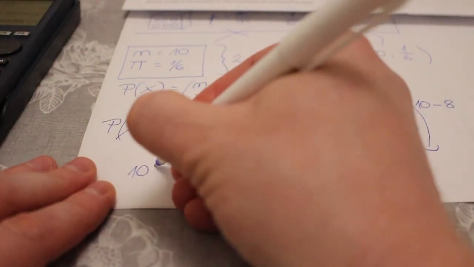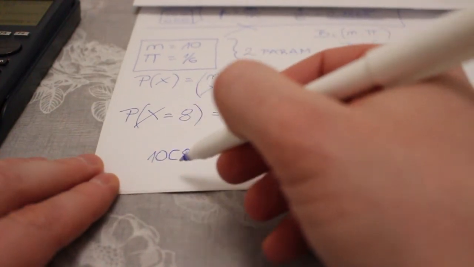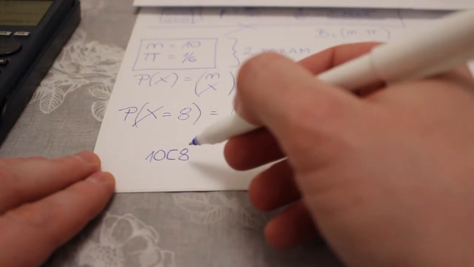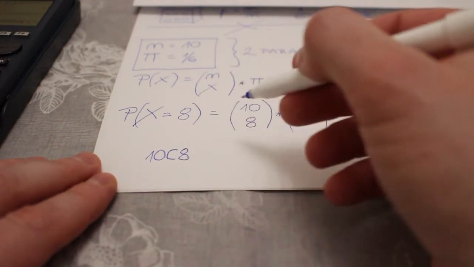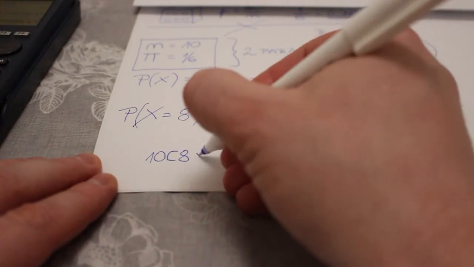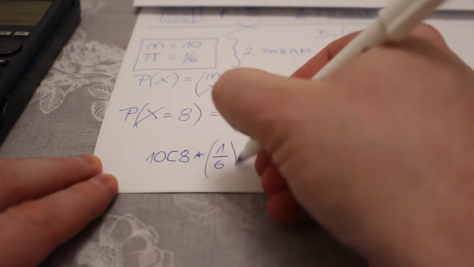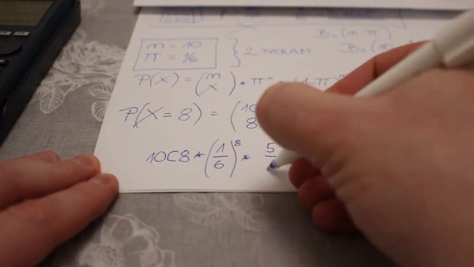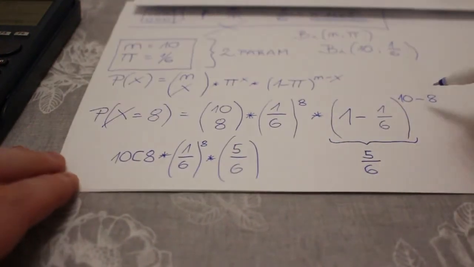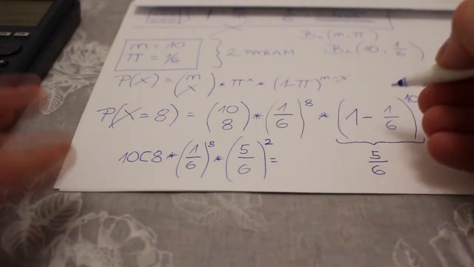I can write here 10C8 because on your calculator you have this combination number, yes. I think that we already calculated this combination number. This is multiplied by 1 divided by 6 powered by 8 times 5 divided by 6 powered by 2. Yes, and the result is the probability.